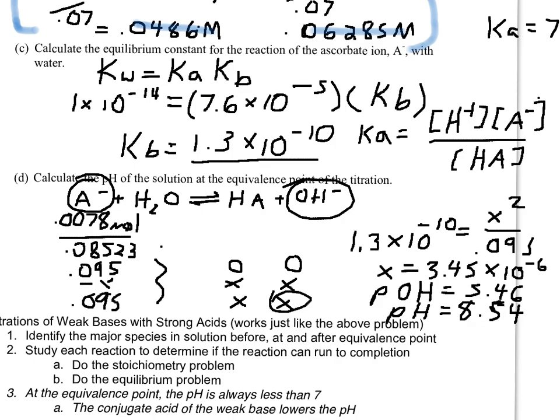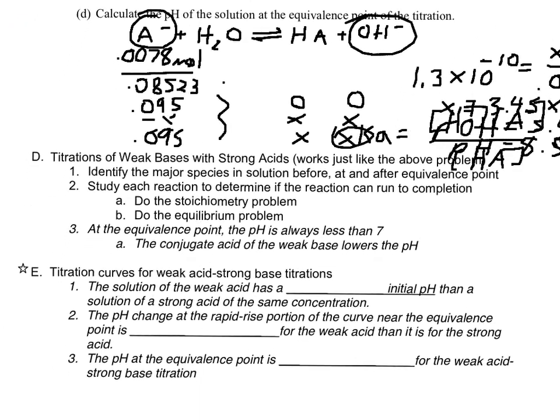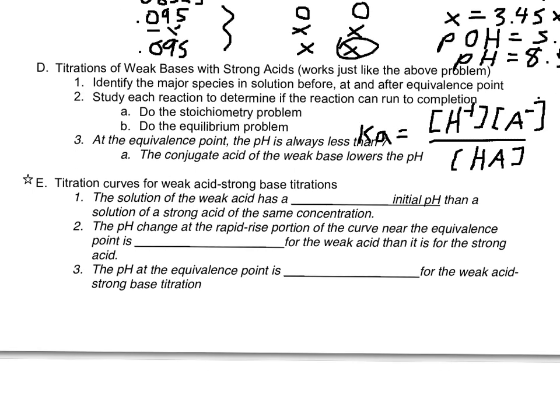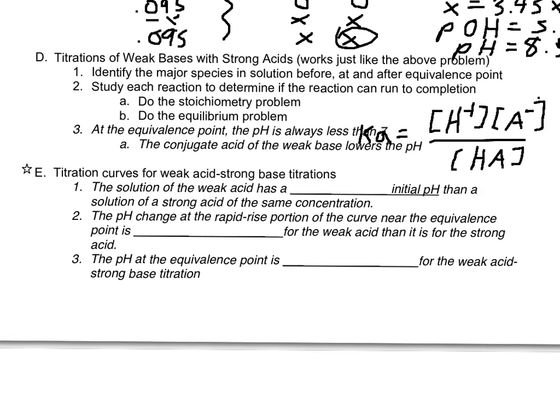Now for weak base strong acid reactions, you just do them the exact same way. Nothing different. The only thing that's different is the pH is always going to be less than 7 at the equivalence point of these types of reactions. And you can probably guess why. It's for the same reason that the other one was greater than 7. It's because the conjugate acid of your weak base is undergoing a hydrolysis reaction, and that causes the pH to lower.